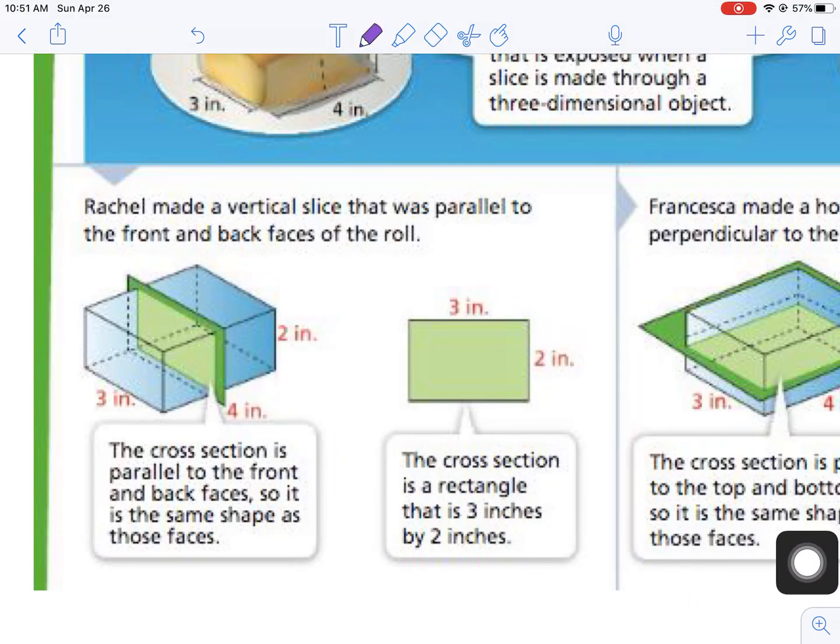And so the cross section is actually parallel to the front and the back of the bread roll. And so whatever the cross section is parallel to, that is the shape of the cross section. They have the same faces, so they're going to look the same. So we actually have a rectangular shape here.